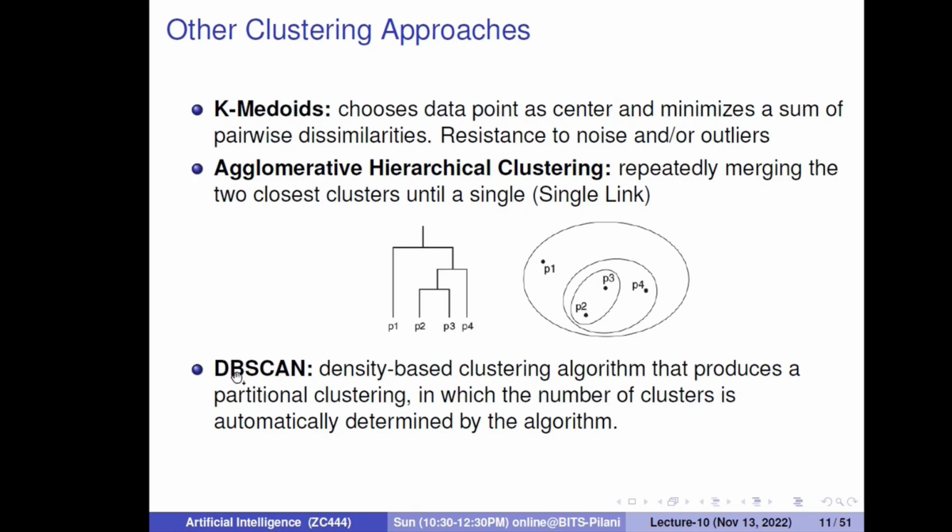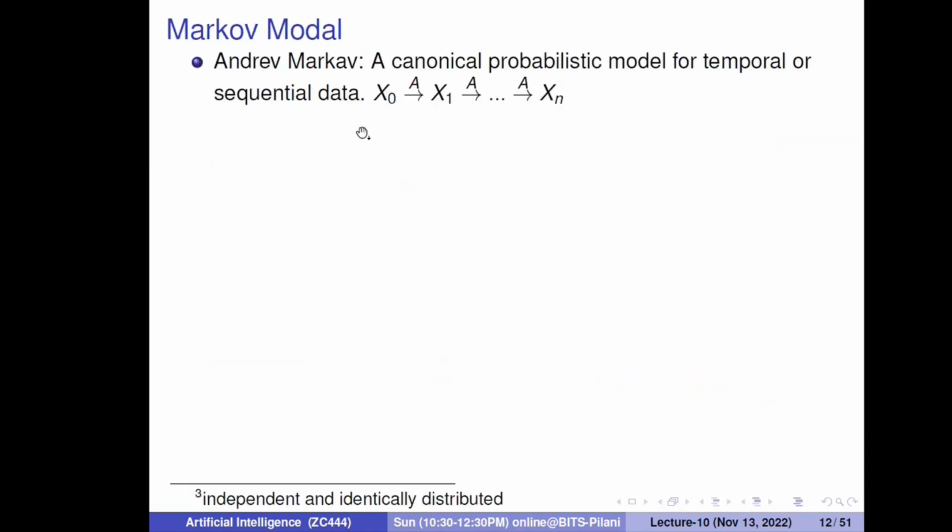DBSCAN is another very interesting approach. Where there is a larger density, it does the classification or clustering for those items. But for the items where there is sparsity, it says that I'm not going to give any kind of label to them. So these are some of the methods.